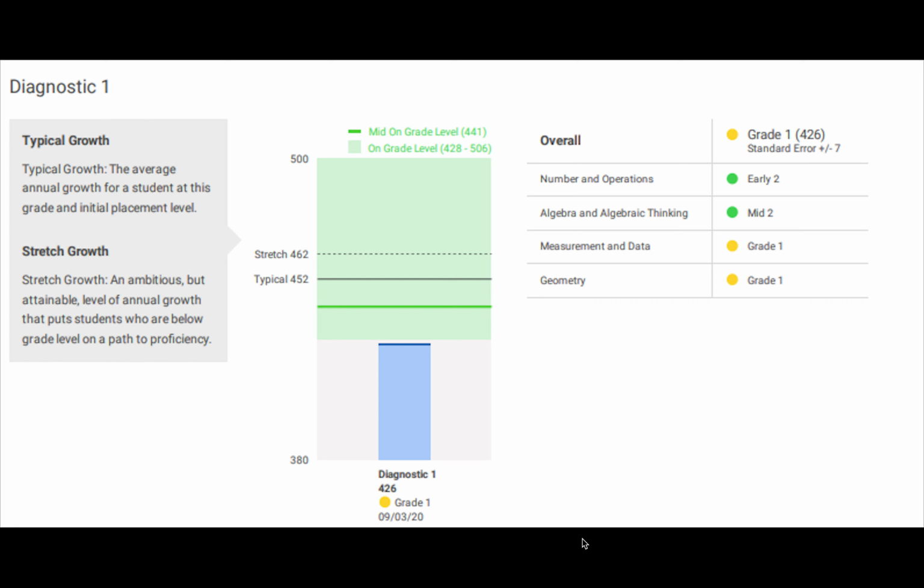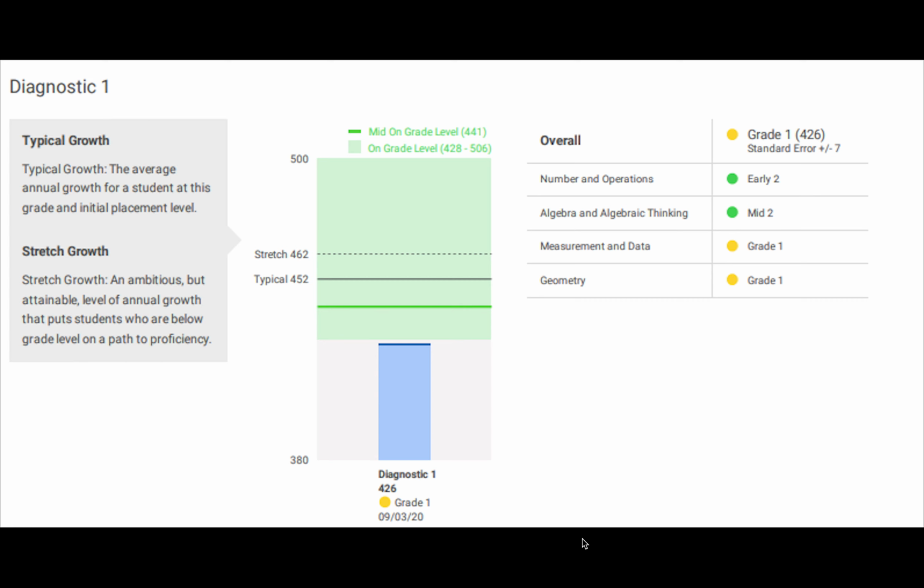And inside that green range, you can see a bright green line. That bright green line is called the mid on grade level line, and it represents where students might score for grade level proficiency at this time of year. So you can see how your student has performed in comparison to that line, which is kind of like the average of proficiency for this time of year.